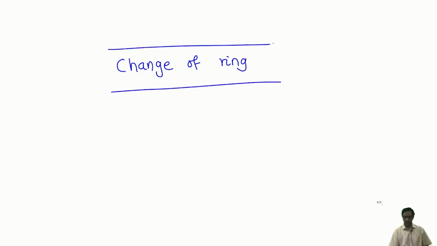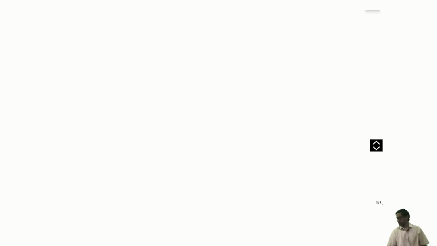We'll talk about the notion of changing ring. Okay, so this is called change of ring, and how to make modules over one ring into modules over another. So here's the standard thing one usually wants to do, which is called restriction of scalars.